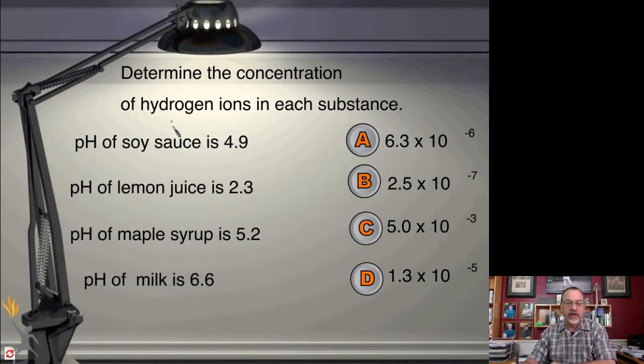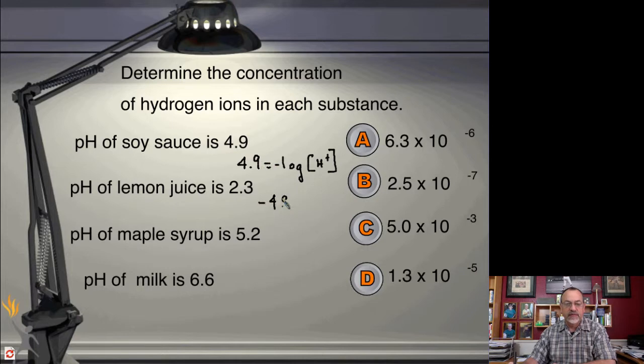So what would be the concentration of hydrogen ions? We're simply going to take the pH of 4.9 and substitute it into our expression. The pH is equal to the negative log of the hydrogen ion concentration. Now I simply solve this equation. I'm going to divide by -1 to remove the negative sign.